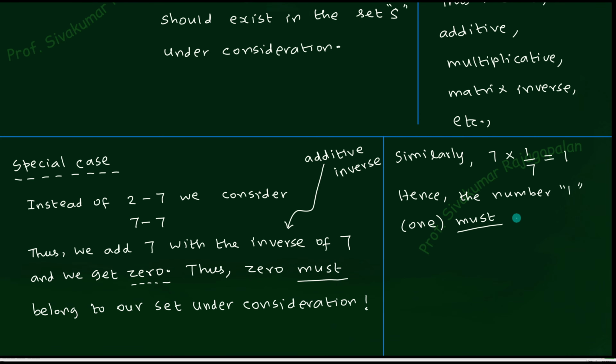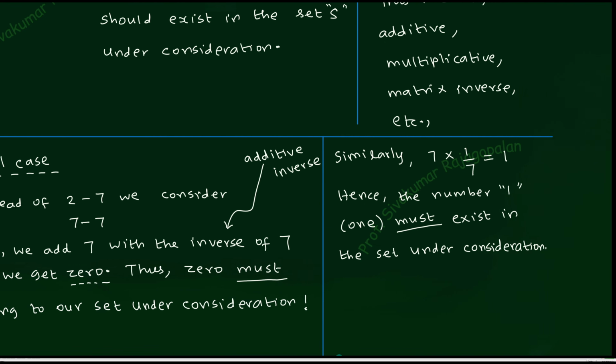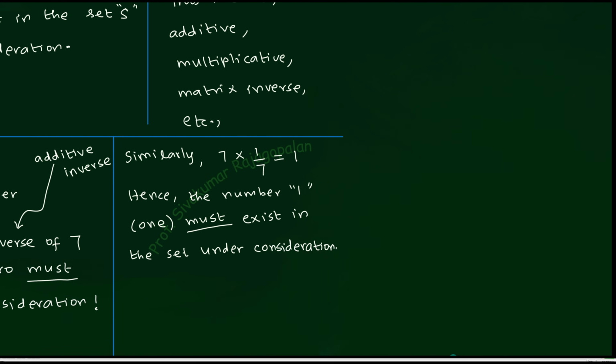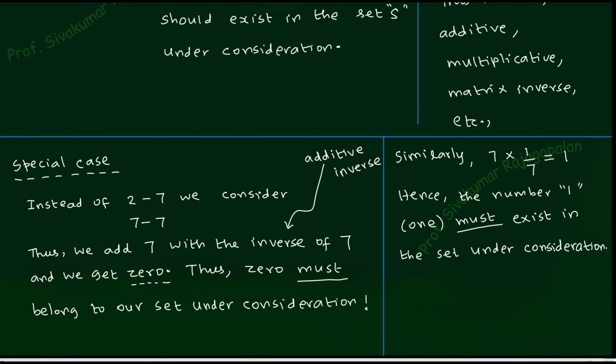So our conclusion is that the special case is 0 and 1. The special case is 0 and 1. That is the point to be noted. And in all the cases, 0 as well as 1 must be present in the set under consideration. That is very important. That's what I have written as the last line. If you want, I will highlight that. That is a very important point.